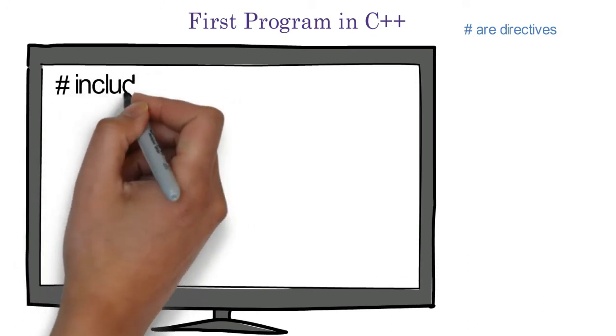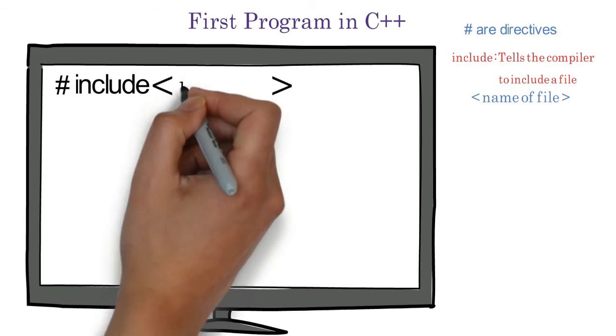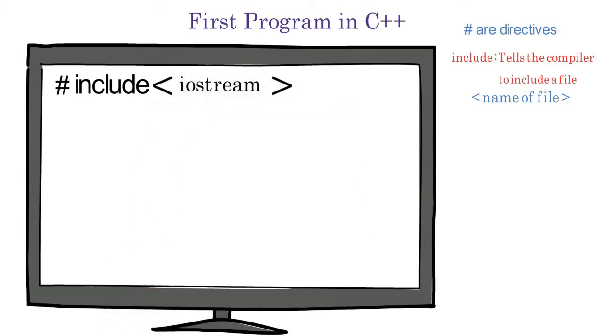After hash, we will use include. Include tells a compiler to include a header file. It will allow us to use a header file in our program. Now these brackets. In these brackets, we are going to give the name of the file. In brackets, we are going to write iostream. It is used for input and output operators.